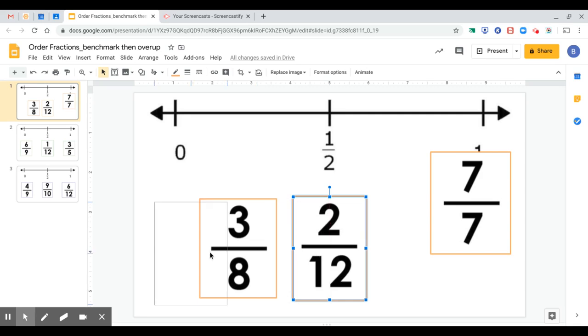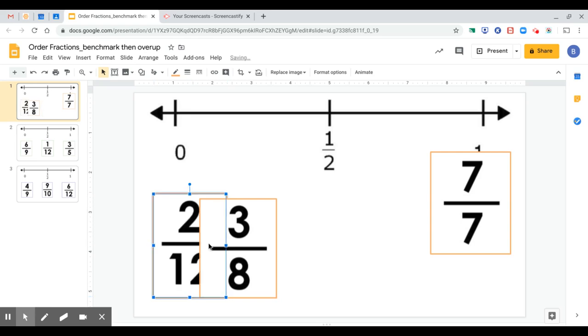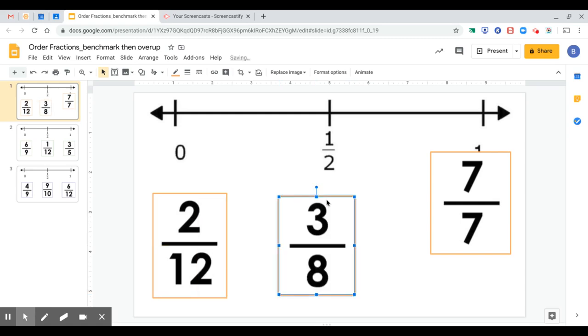I know that 2/12 is really tiny. I have only two pieces out of 12, so that's going to be closer to 0. And 3/8 is a little bit less than half because 4/8 is exactly 1/2, and 3/8 would be a little bit smaller.